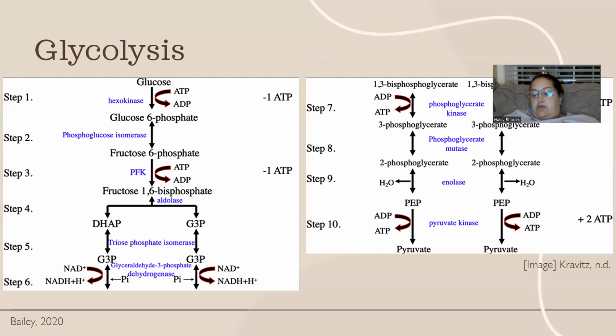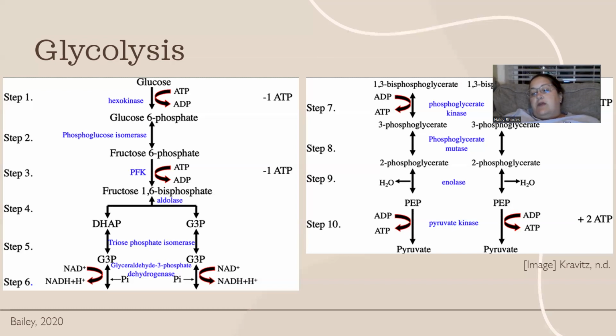In step 7, we see phosphoglycerokinase transfer a phosphate group from BPG onto an ADP molecule. And that ADP molecule turns into ATP. So the BPG molecule then forms 3-phosphoglycerate, or 3-PGA.